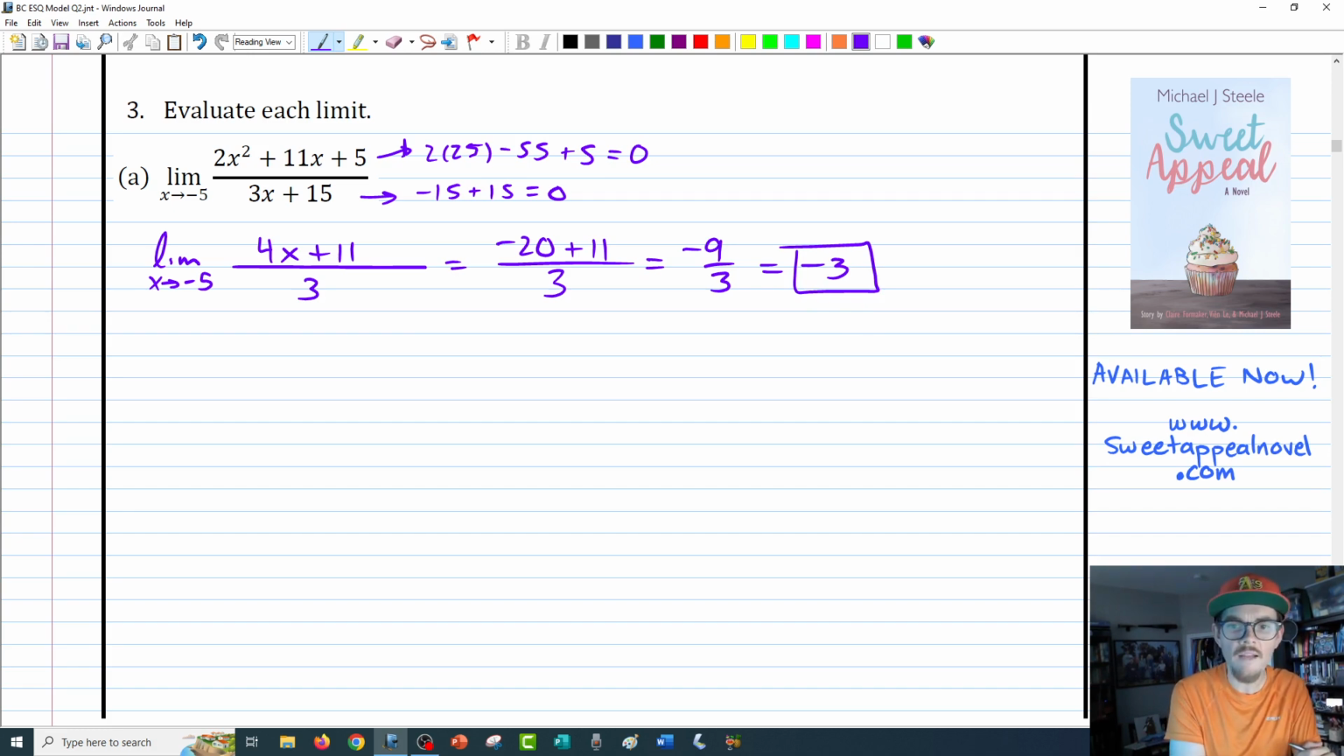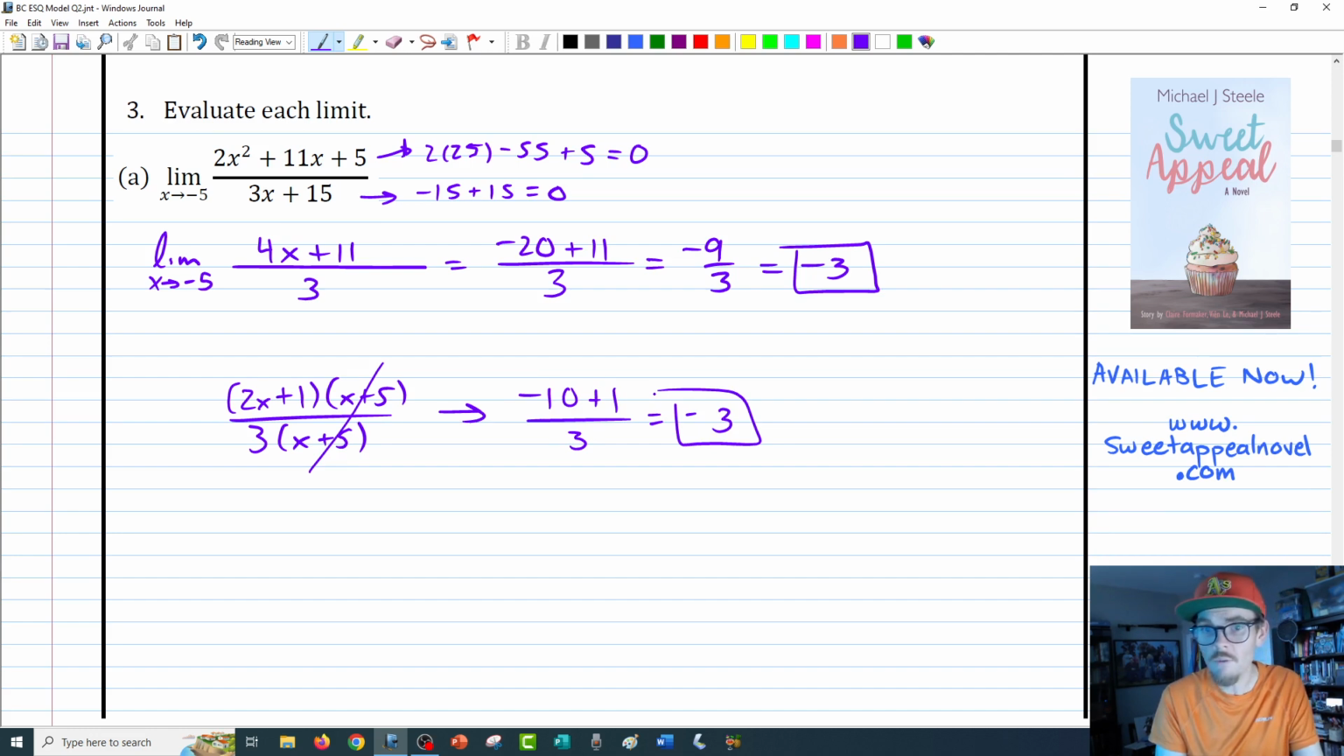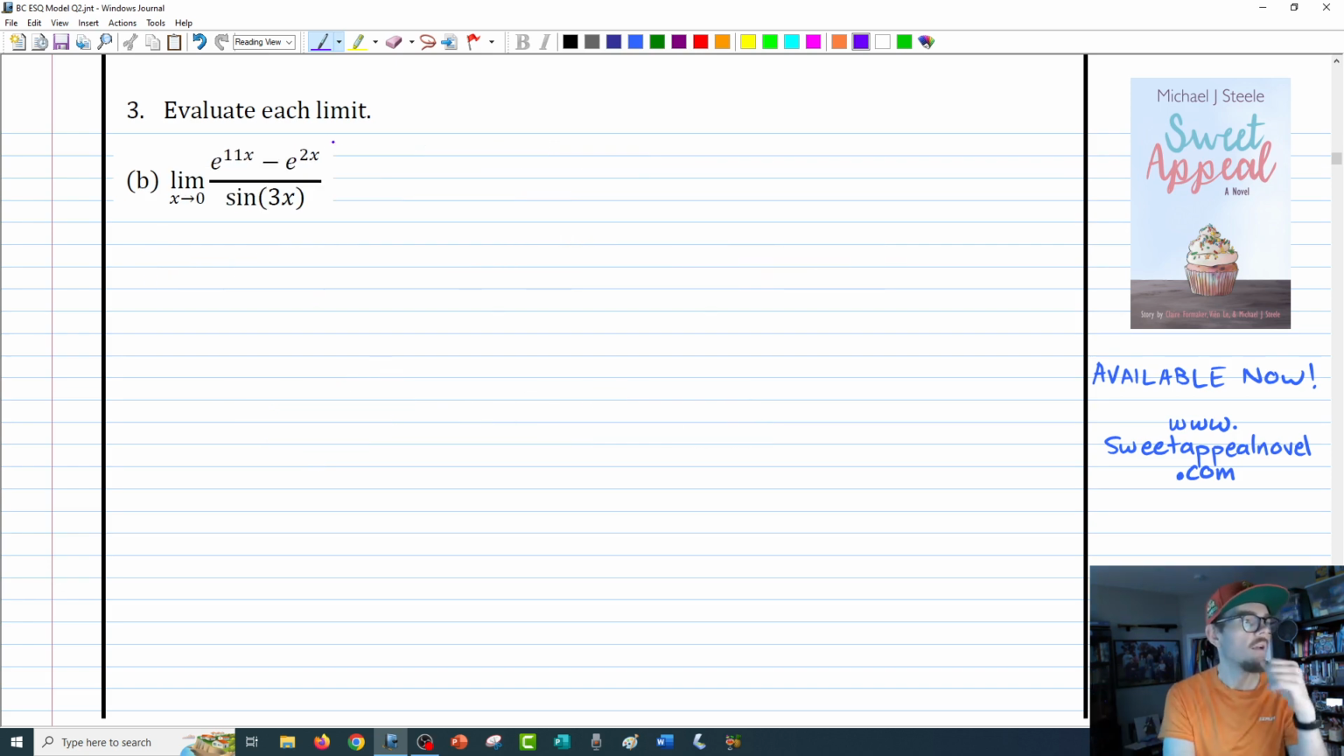So pretty straightforward problem. You could have absolutely factored and gotten this to work just as well. In fact, I bet I can do that almost automatically. Since the denominator goes to 3 times x plus 5, the numerator is going to be 2x plus 1 times x plus 5. Let's see if I got it again. If I do it this way, that's going to be -10 plus 1 over 3. Look at that. It's exactly the same. Because of course it is. It doesn't matter which method we use. The structures are the same. So there you go. Whew.